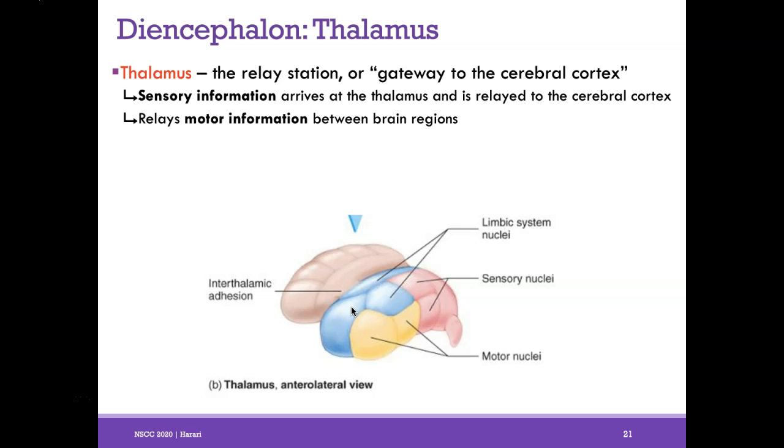The thalamus also helps relay motor information between brain regions. In between two brain regions, the thalamus can help integrate that motor information. And we now know the thalamus has a role in memory formation as well.